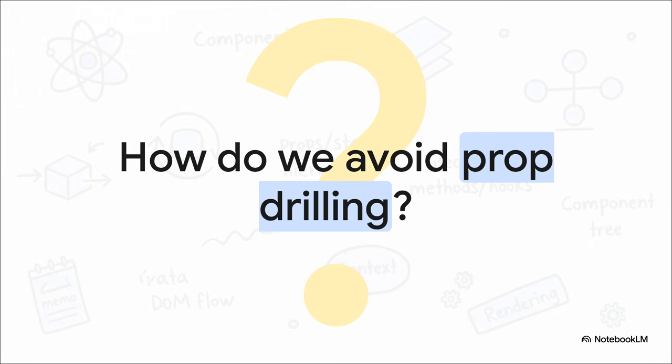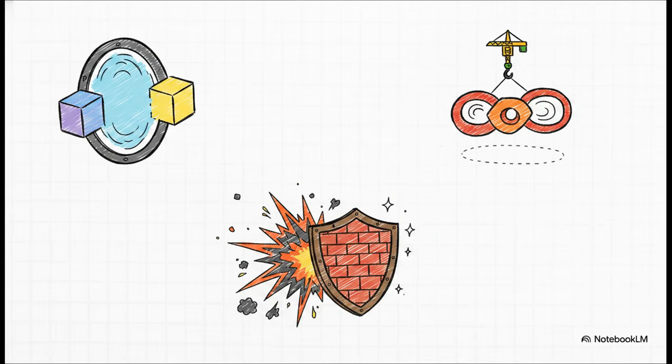React solves this with context. You create a context, wrap a parent component in a special context provider, attach the data, and then any child component, no matter how deep it is, can jump straight to that data using the useContext hook. Boom, problem solved. And to round out our toolkit, we have 3 really advanced UI tools.